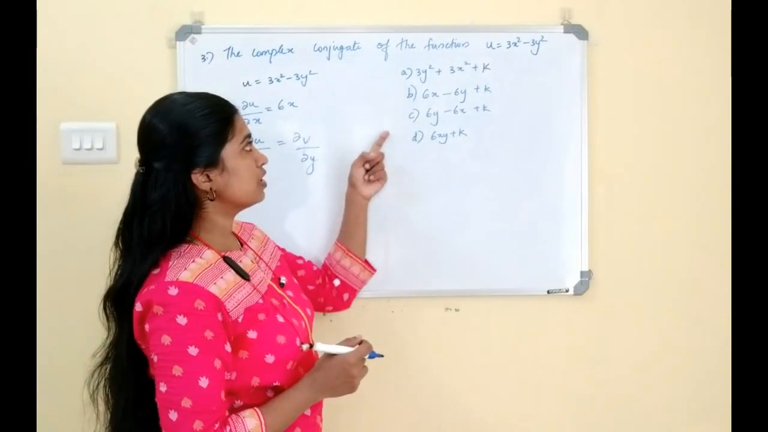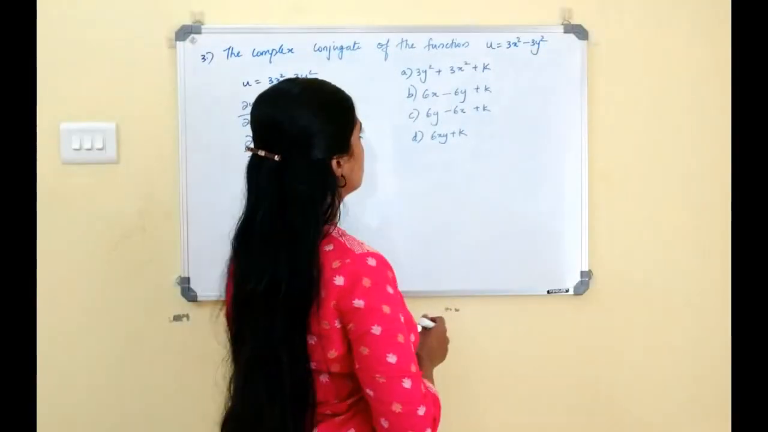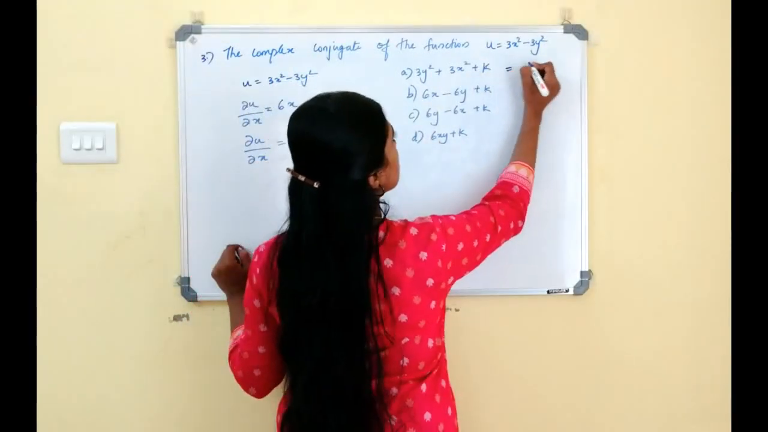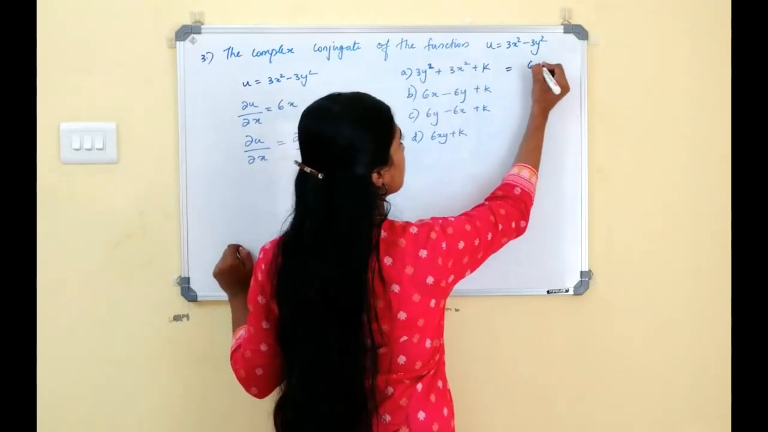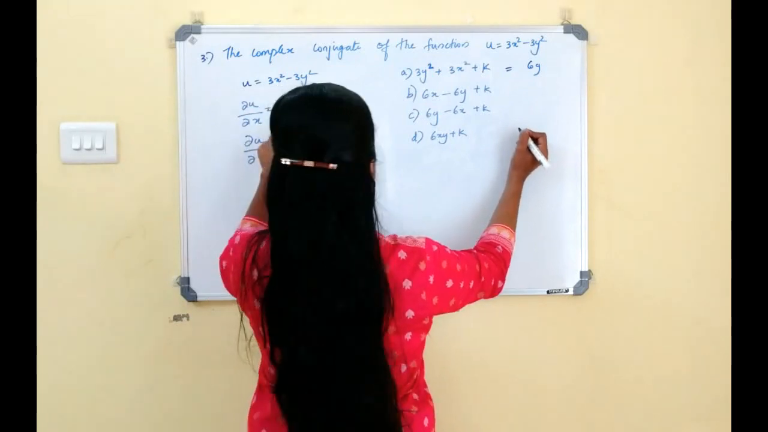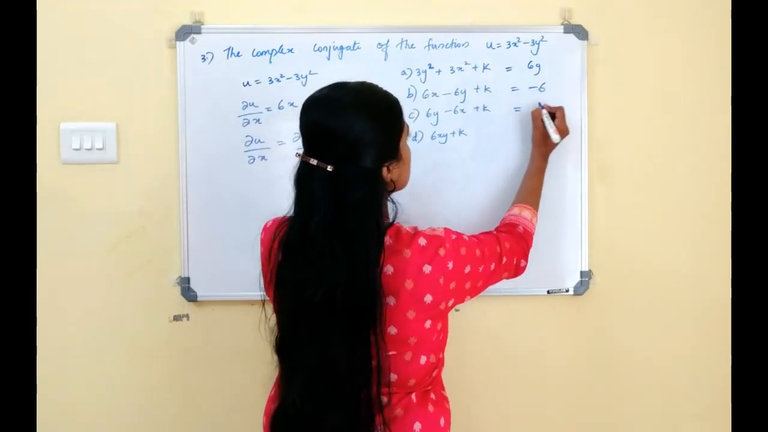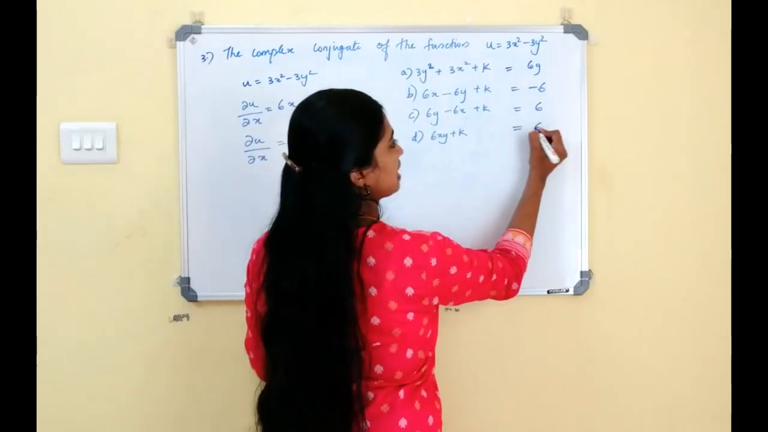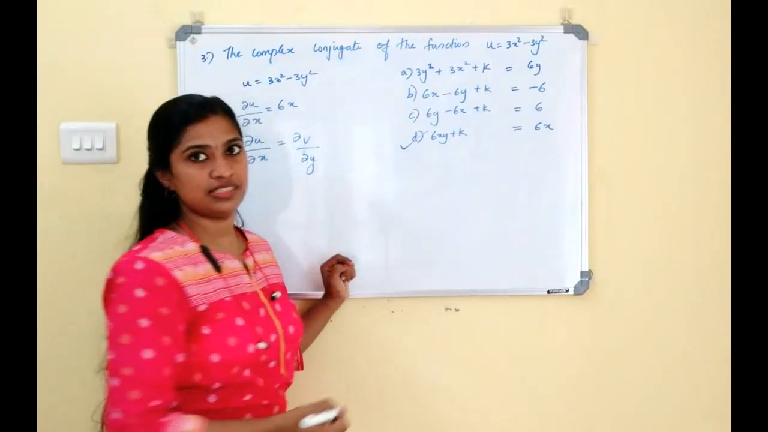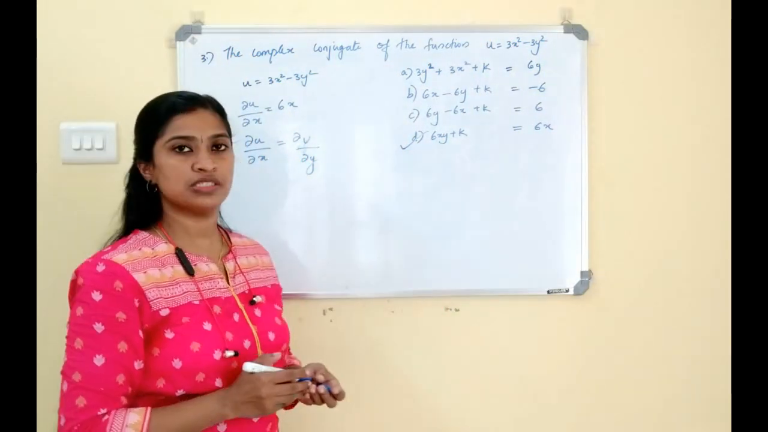So from these we take the derivative with respect to y. This one gives 6y, which is not the required answer. This is equal to minus 6. This is 6, and this one differentiating with respect to y gives 6x. So this is the correct answer, which is the complex conjugate of u. V is given by 6xy plus k.